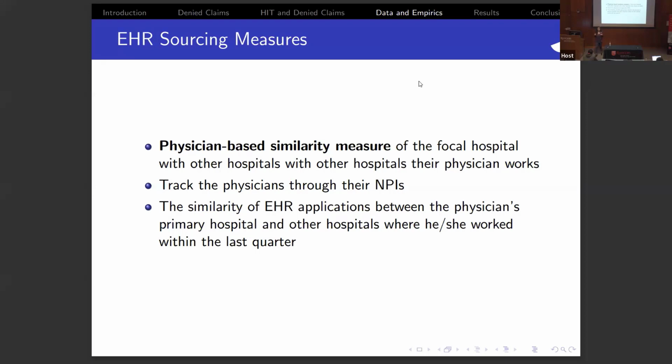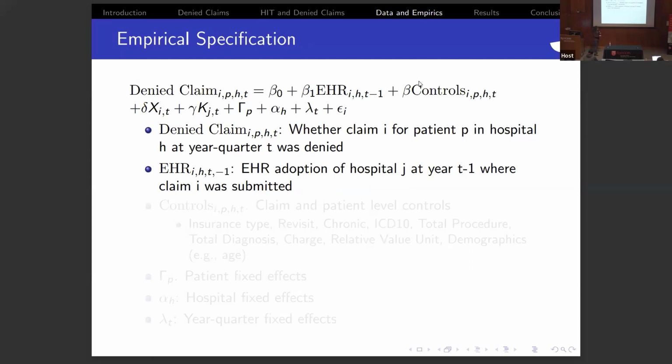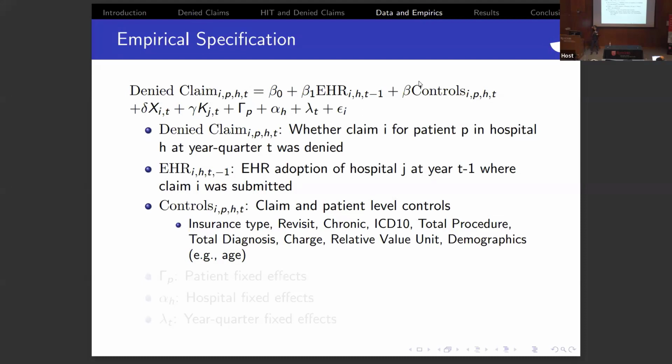And then we compare similarly their EHR vendor sourcing similarity. In terms of the empirical specification, we have denied claims as the dependent variable. So this is a binary variable, whether the claim is denied or not. So this is a claim level analysis. And we look at electronic health record adoption, and later on this sourcing similarity within and across hospitals for the past year. And we control for several factors that might impact whether a claim is denied.